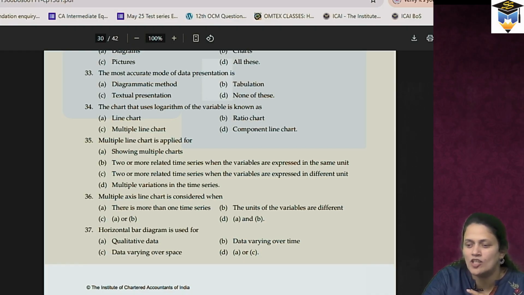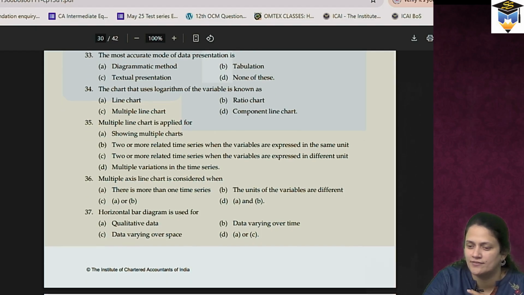Multiple axis line chart is considered when both A and B, there is more than one time series or the units of variables are different. Both A and B, option C. For the 36th one, answer is option C. 37th, horizontal bar diagram is used for? Option B. Two or more related. I told you the same thing, but somebody told me option is D. I don't have the textbook in front of me. You have to find out and tell me. Isn't it?